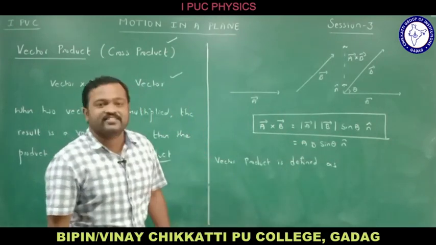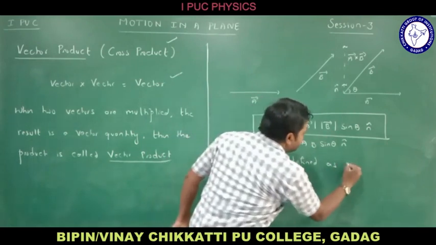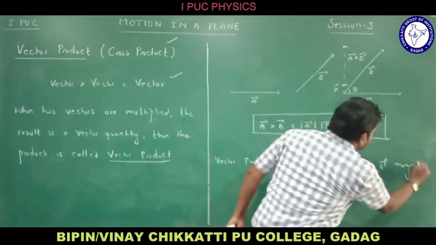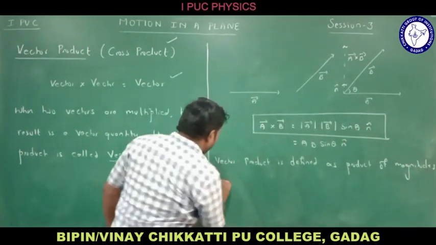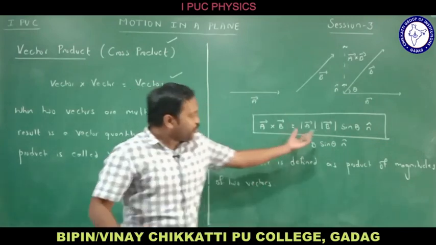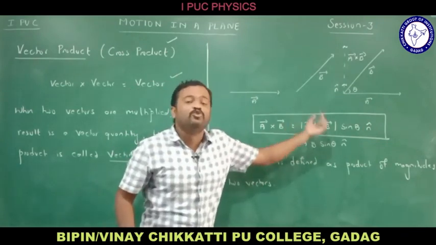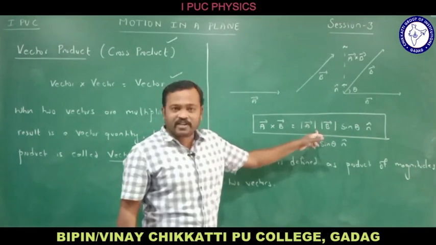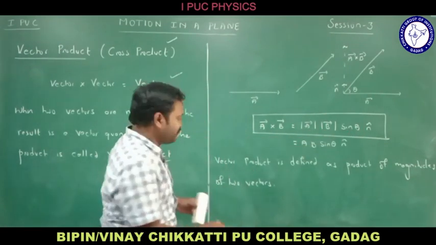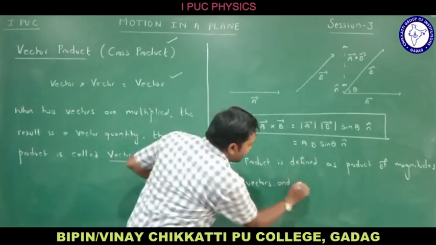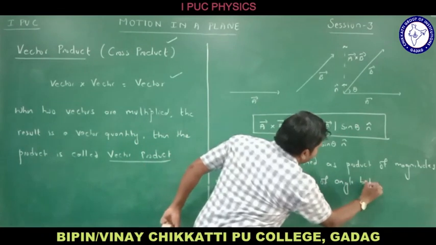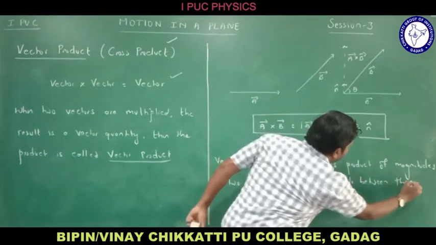So vector product is defined as product of magnitudes of two vectors. Modulus is nothing but magnitude. Magnitude of two vectors and sine theta. What is sine here? Magnitude of two vectors and sine of angle between them.